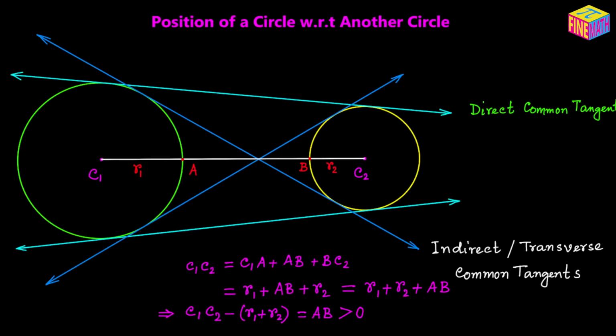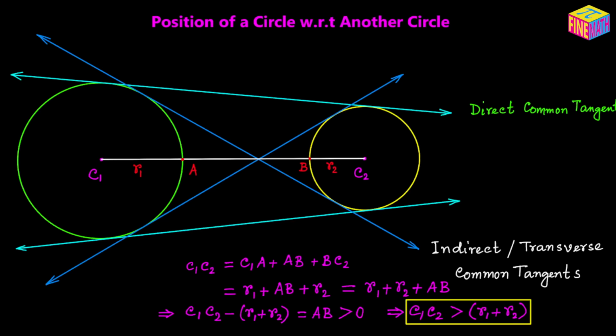And from here, if we bring r sub 1 plus r sub 2 to the left hand side, we can say that C sub 1 C sub 2, the distance between the centers, minus (r sub 1 plus r sub 2), this quantity is equal to AB. And guess what? AB is nothing but the length of a line segment, which is a positive quantity, right? So we can denote that as greater than 0. So here we are creating an inequality. And from here we can then say that C sub 1 C sub 2 is greater than r sub 1 plus r sub 2.